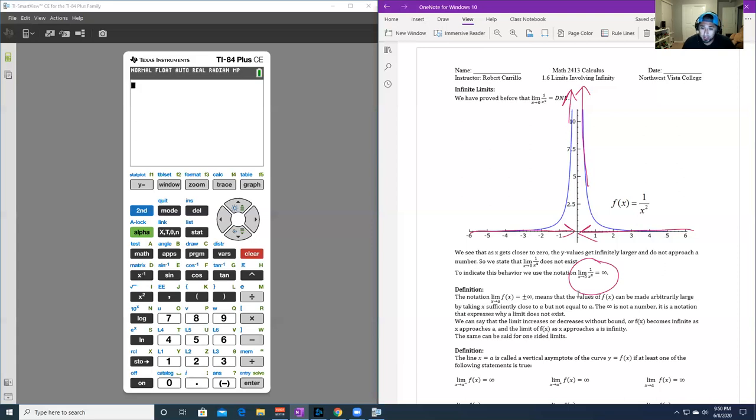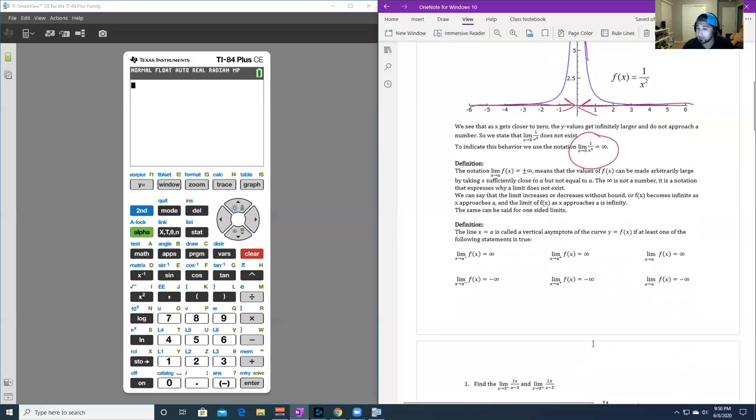Okay, the definition of what we're doing here, the notation: the limit as x approaches a of f of x will equal positive or negative infinity. This means that the values of f of x, or the values of y, can be made arbitrarily large by taking x sufficiently close to a number a, but not equal to a. The infinity symbol is not a number, it is a notation that expresses why a limit doesn't exist, but it also expresses where an asymptote may be. We say the limit increases or decreases without bound, f of x becomes infinite as x approaches a, and the limit of f of x as x approaches a is infinity. Just other ways to read this infinite limit.